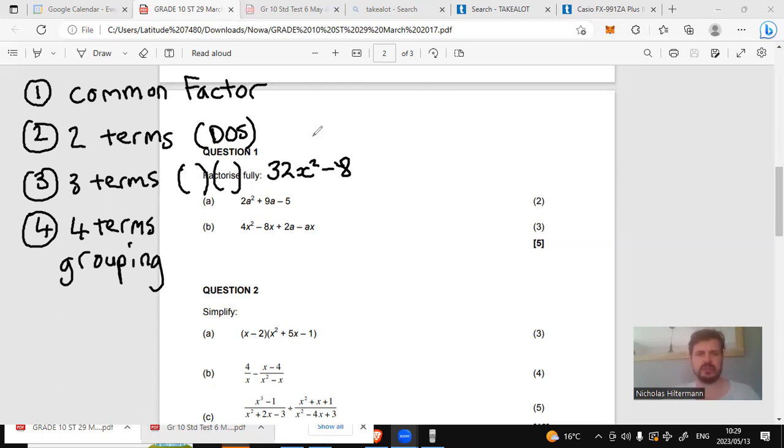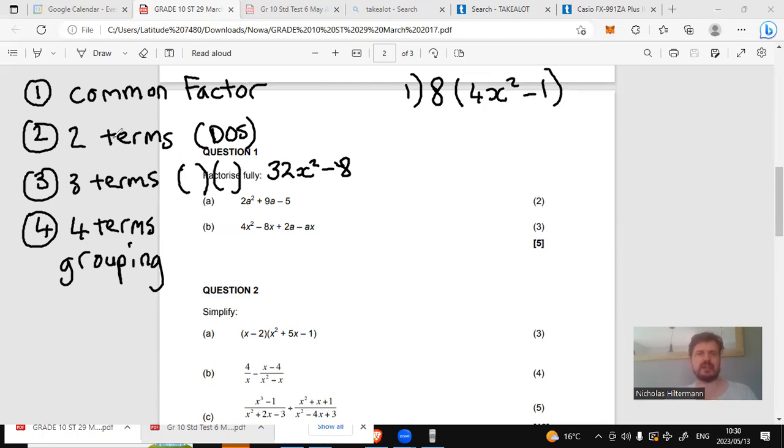So let's look at question 1. First of all, we need to look for a common factor before we go to the next step. We notice that 32 and 8 have a common factor of 8. So what I would do is take out the 8, and I'm left with 4x squared minus 1.